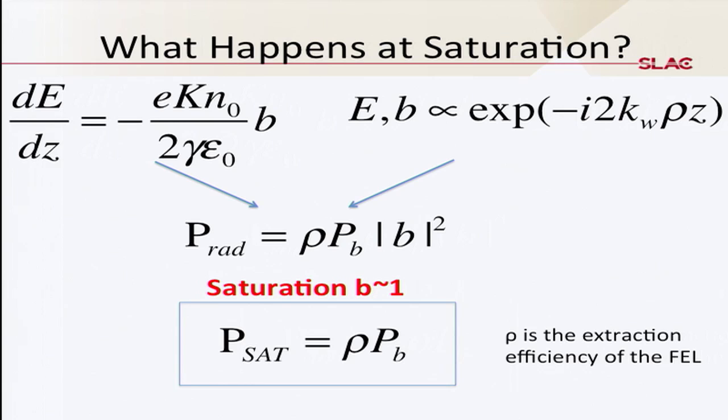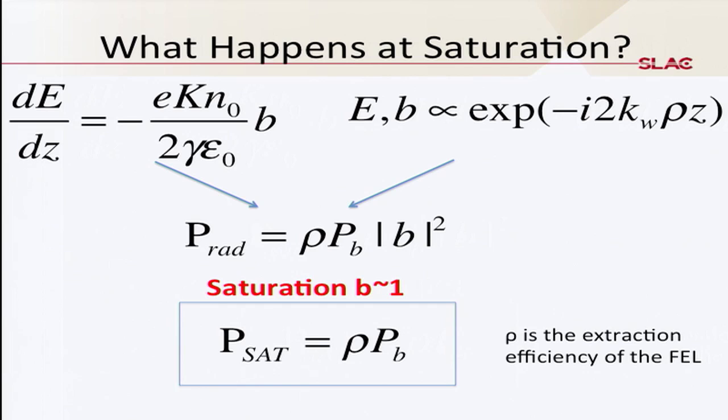This is a model that spans many orders of magnitude. You start from noise, a few kilowatts, to many gigawatts, right? So if you get your answer right to within 30%, I think that's quite an accomplishment. And you can run some nonlinear simulation and you'll get this answer within 30%: the saturation power of the free electron laser is rho times the beam power. So like I told you, rho is a very important quantity.